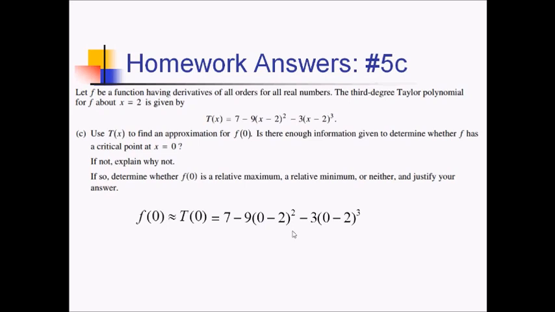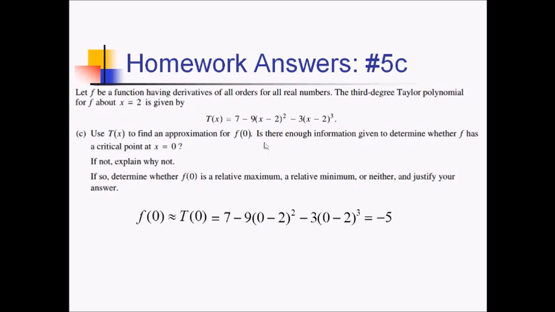If you do end up simplifying, you're going to see that we have 7 minus, let's see, this is 36. And over here we've got minus, or actually plus 24. So 7 minus 36 is negative 29, plus 24 is negative 5. Didn't need to do that, but we went ahead and did it anyway.